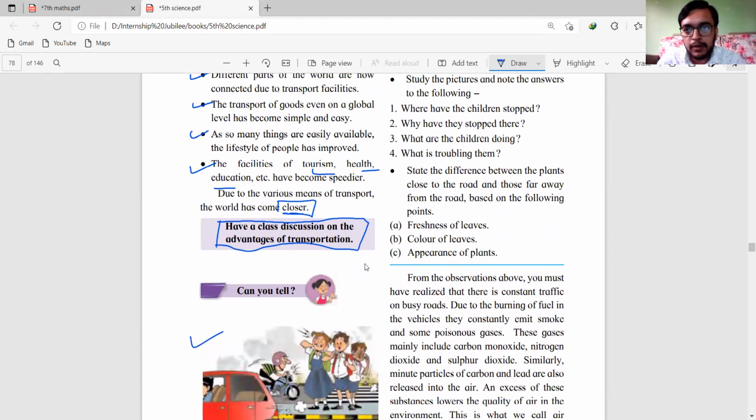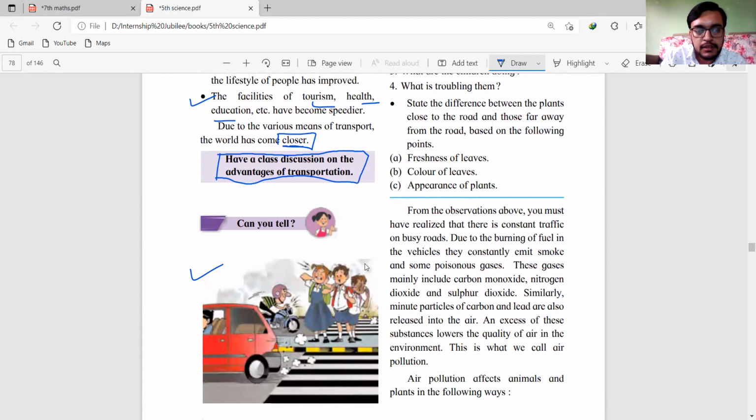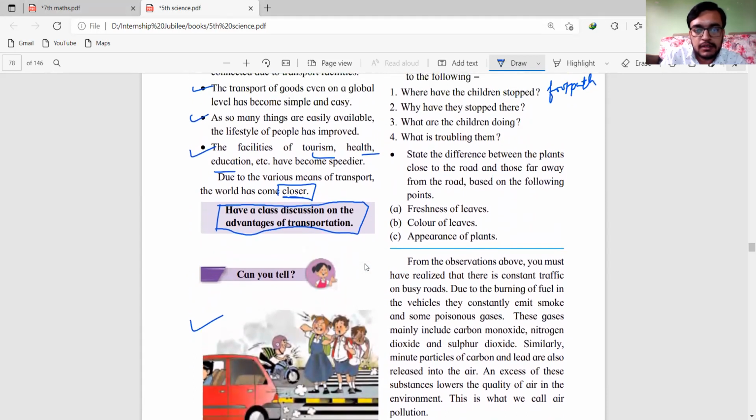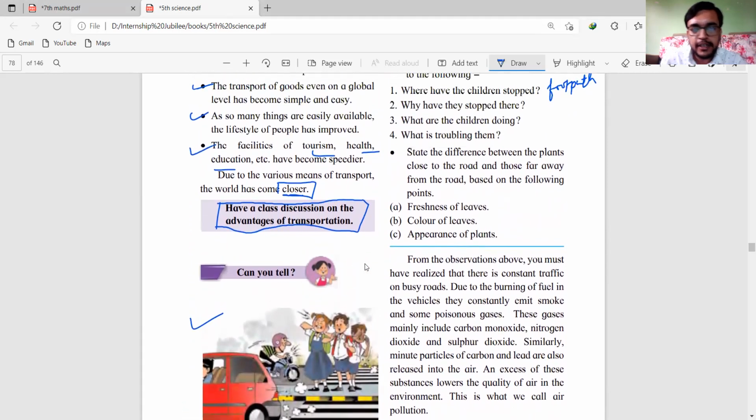They have stopped on the footpath. Right. Footpath. Why have they stopped there? Because of the signal. There is a car, right?